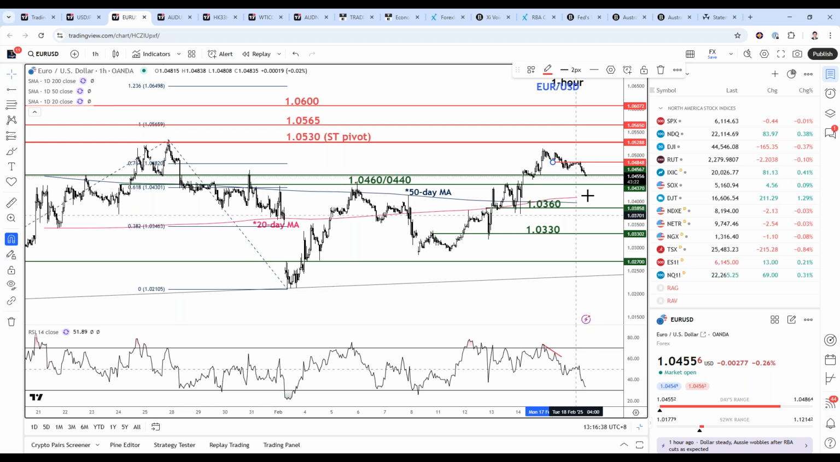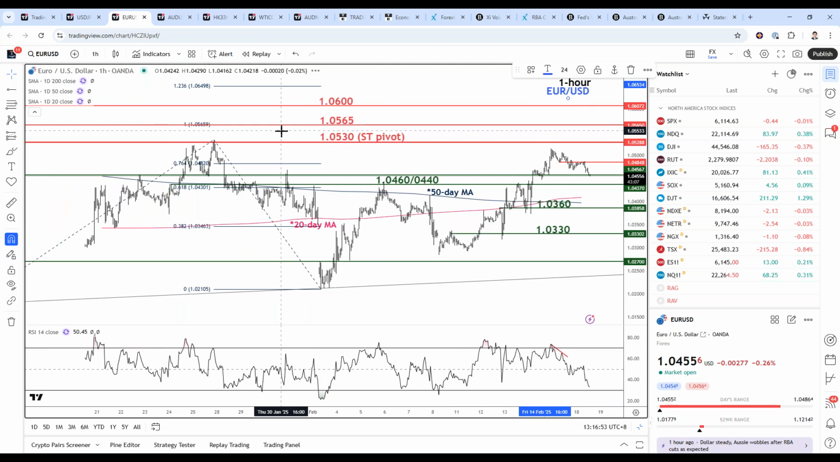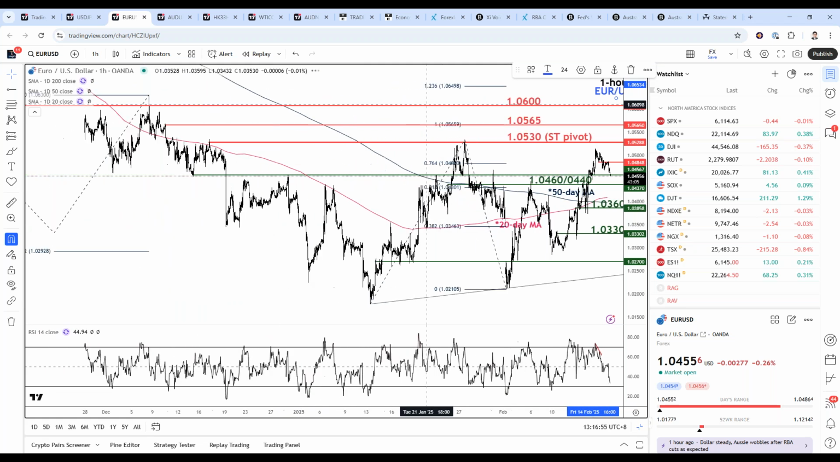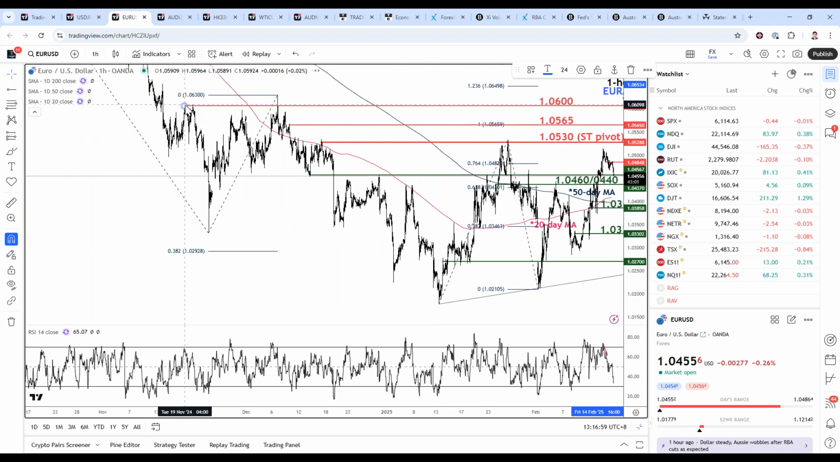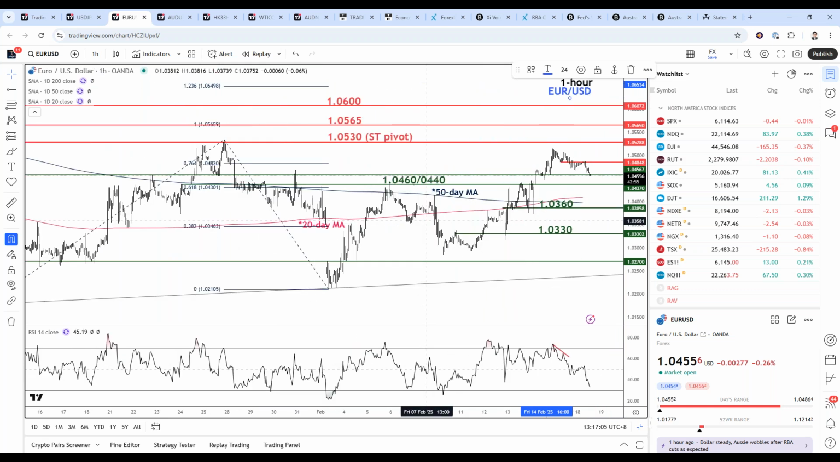However, an hourly close and breakout above 1.0530 will invalidate today's intraday bearish bias on the euro dollar, to see a squeeze up towards the next intermediate resistance level at 1.0565, followed by the 1.060 level, which is the minor swing high area of 19th of November, 20th of November, and 6th of December last year. Now, what's up on the sterling dollar?